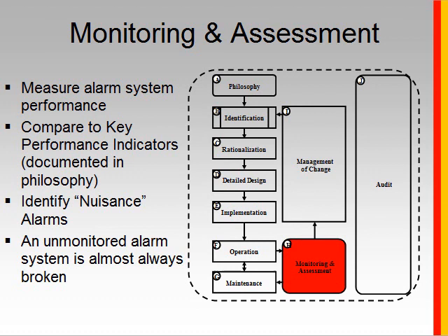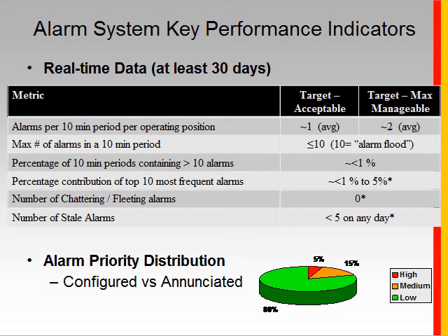The next phase is monitoring and assessment, and this is where you're measuring the alarm system performance, how many alarms are the operators getting, comparing them to the KPIs that you established in your philosophy and based on what's in the standard. You're also identifying nuisance alarms for the purposes of going and fixing them. And again, this is an iterative life cycle, so when you identify alarm issues in monitoring and assessment, then you're going to set about fixing them and going back through the identification, rationalization, design, and implementation stages.